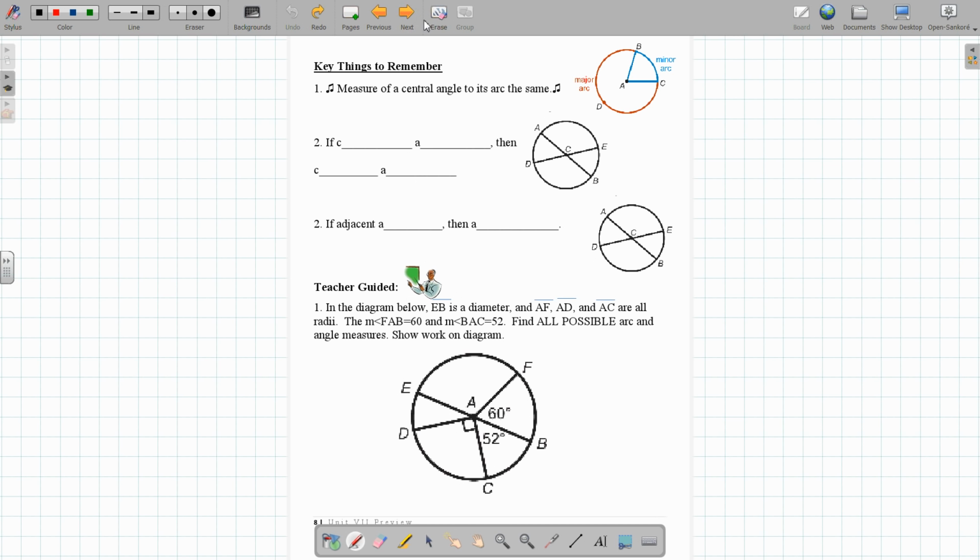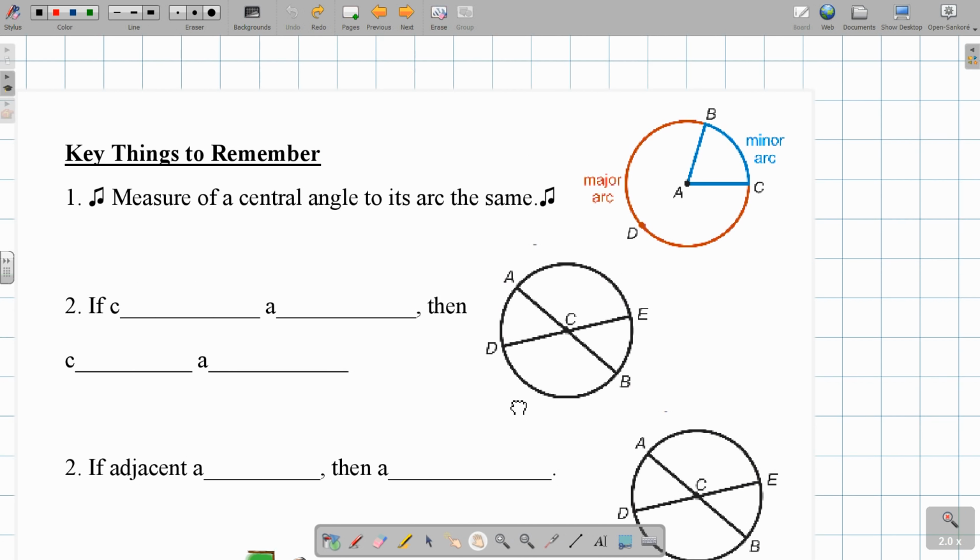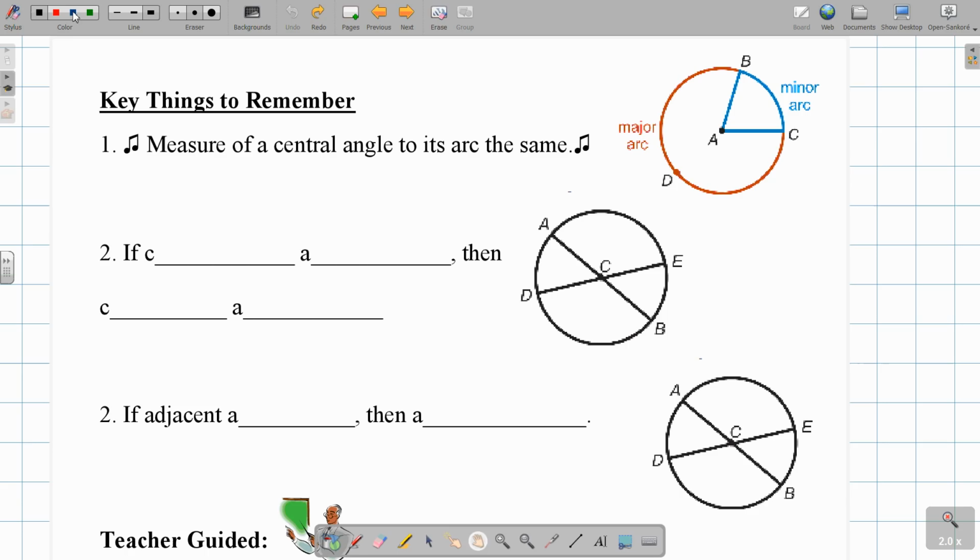So there's a couple very important properties, and we're going to start with the most simple one. The degree measure of a central angle is going to be the same as the degree measure of its corresponding arc. Measure of a central angle to its arc the same. Yes, my friends, it's the start of another song. You'll get the rest of the song next lesson. Let's try it again. Measure of a central angle to its arc the same.